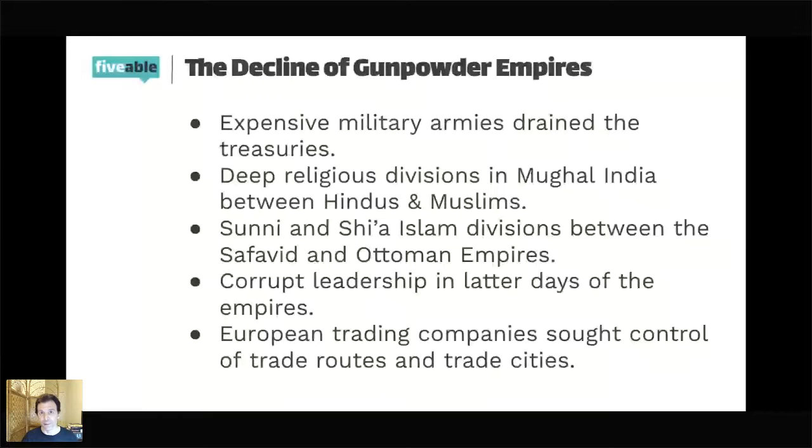Not to say the differences between their religions, which that's a whole different presentation. You're going to see Sunni and Shia Islam divisions between Shia Safavid Empire and the predominant Sunni Ottoman Empire. They're going to fight quite a bit. And then European trading companies are going to seek control of trade routes and trade cities. They're going to move into India and they're going to take advantage of weaknesses wherever they can find them to promote footholds and expand trade.